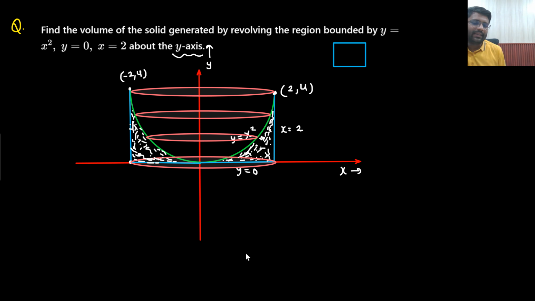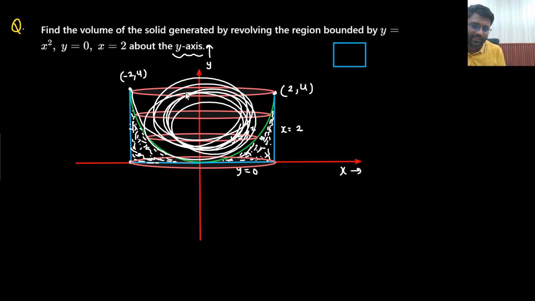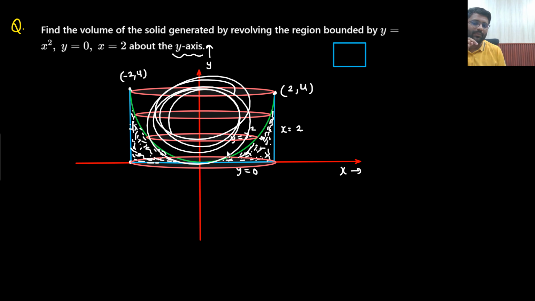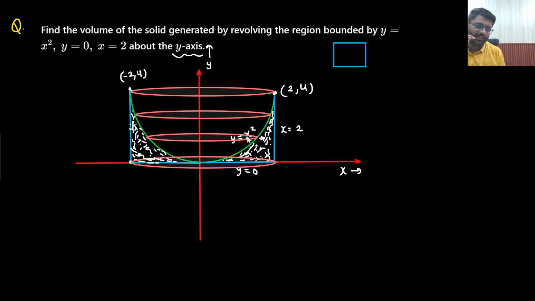I can see that there is a cylinder. From the cylinder I need to subtract this volume, which is a bowl kind of structure. Do I know the volume of this? No, it is not standard. It is a bowl kind of structure, y equals x square, so I don't know its volume. But I know the volume of the cylinder.